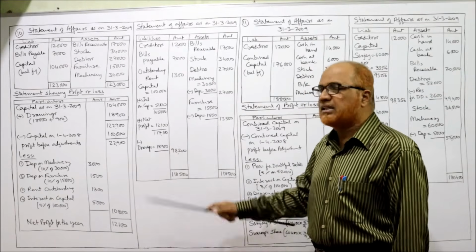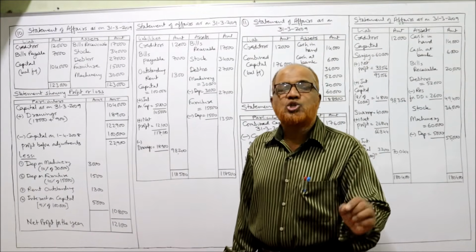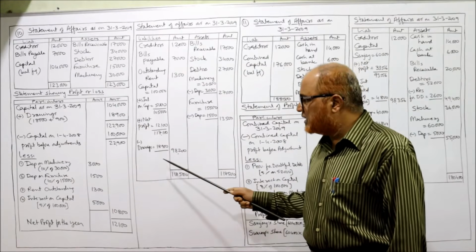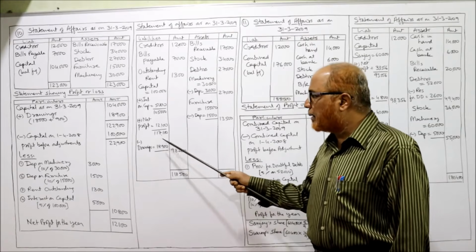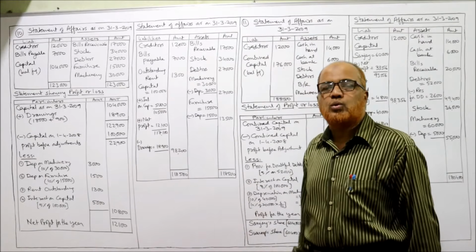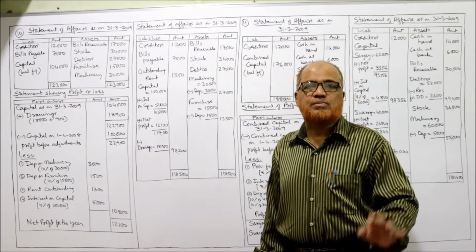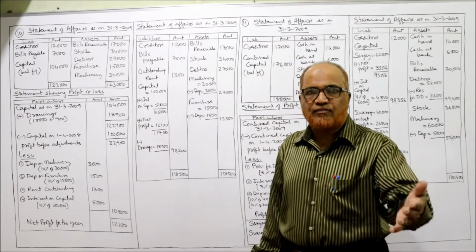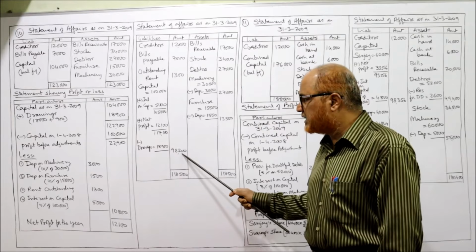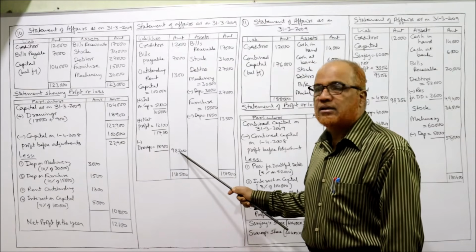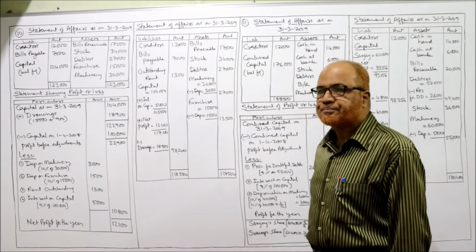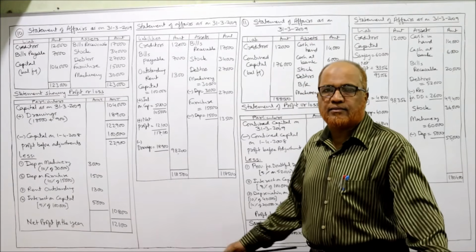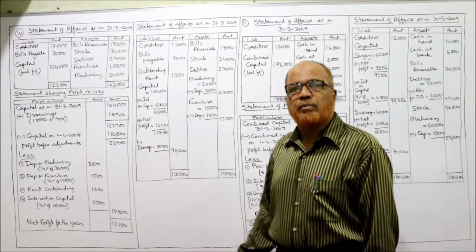Total 1 lakh 17,100. Minus drawings. How much is the drawings he has made? 18,900. So deduct 18,900. So capital is 98,200 after making adjustments. This is the capital without making adjustments. So after making adjustment, the capital will be 98,200. That's all. Balance sheet tally 1,18,500 on both the sides. Finished. So this is problem number 10.